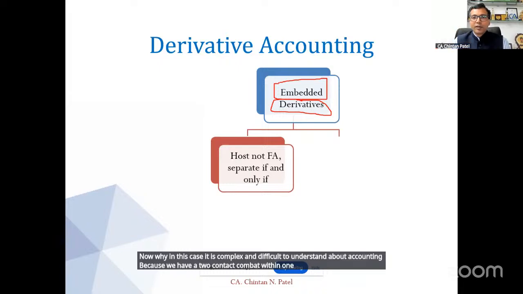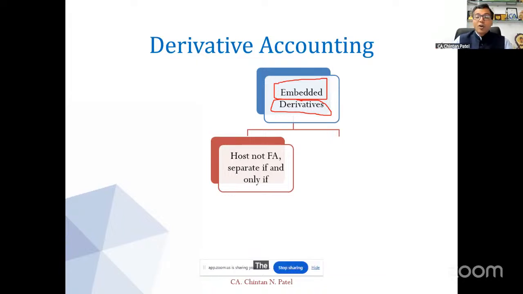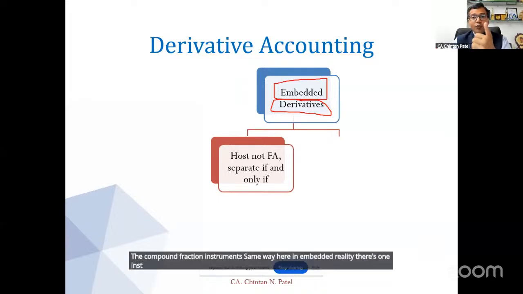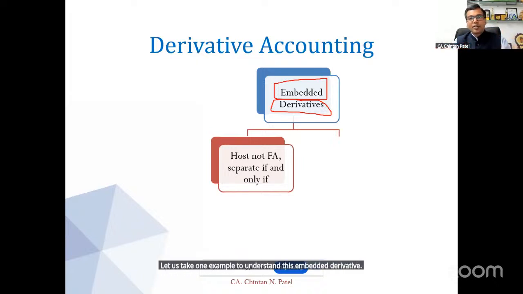Here you can refer to Ind AS 32, where there is also a discussion about compound financial instruments. In the same way, in an embedded derivative, there is one instrument which includes two contracts: one is the host contract, and the second is the contract where the derivative is a part of the contract. Let us see one example to understand this embedded derivative.